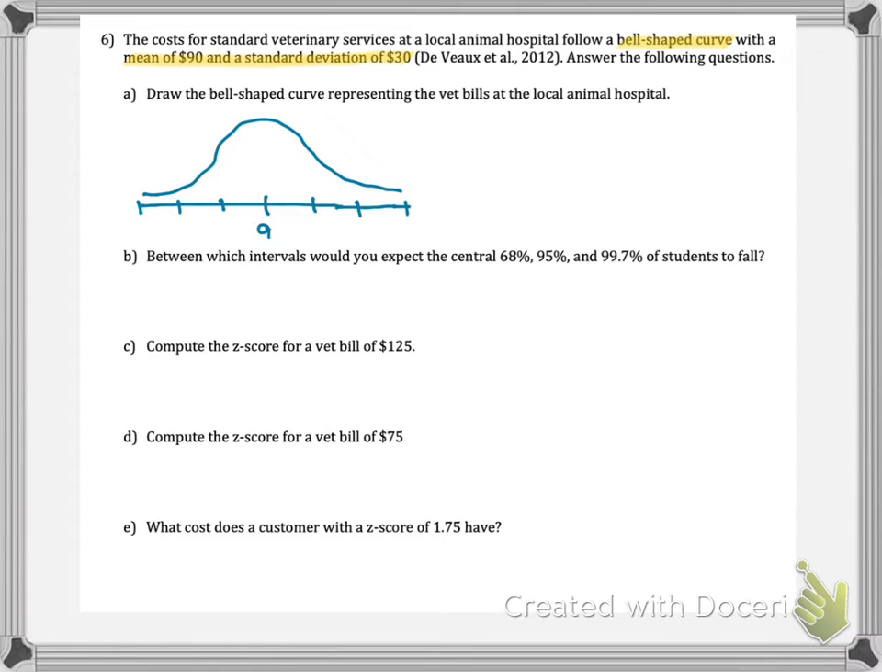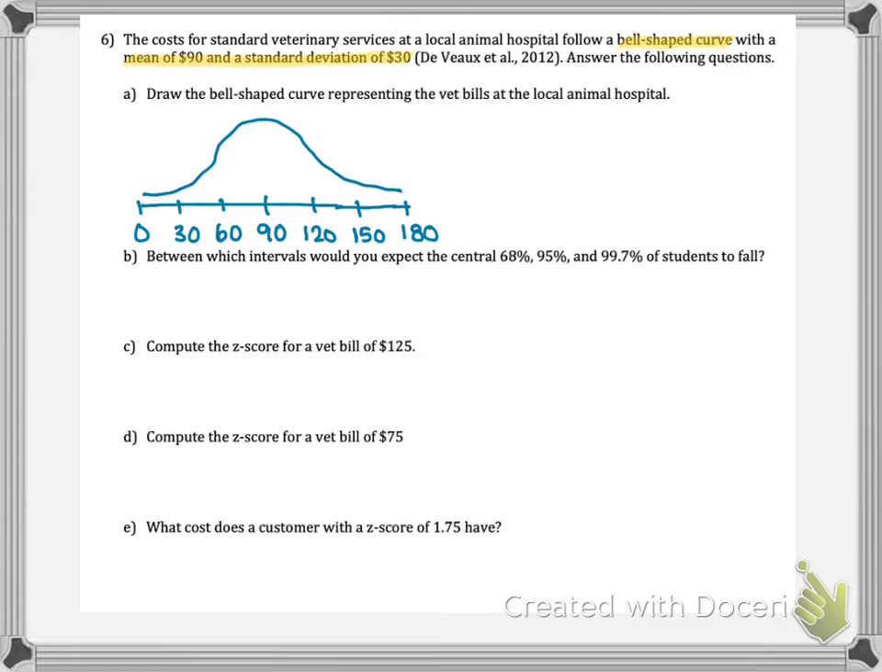The middle represents the mean, so I'm going to put in $90 for the mean. Every time I move to the right, I'm going to add the standard deviation. So that would be 120, 150, 180. Okay, and on the left-hand side, I will subtract the standard deviation, which is $30. So that would give me 60, 30, and 0.